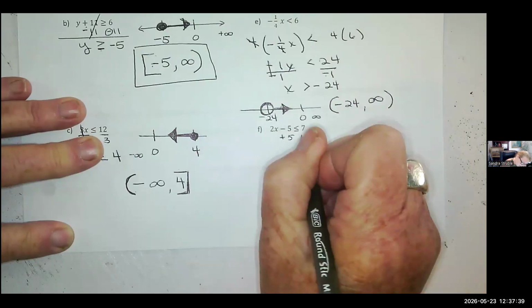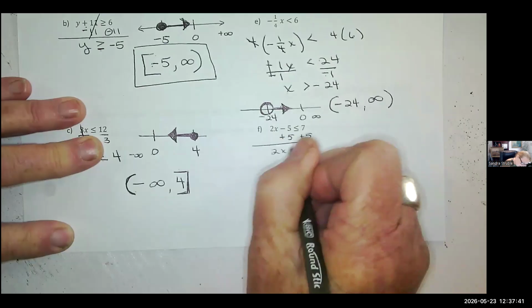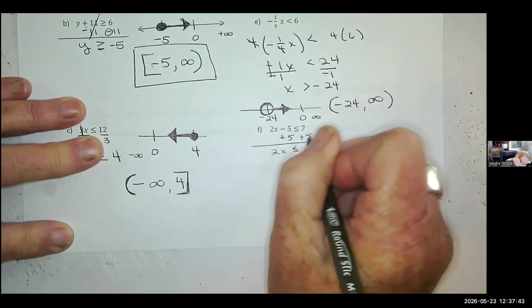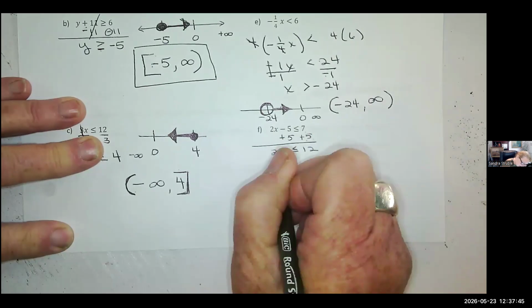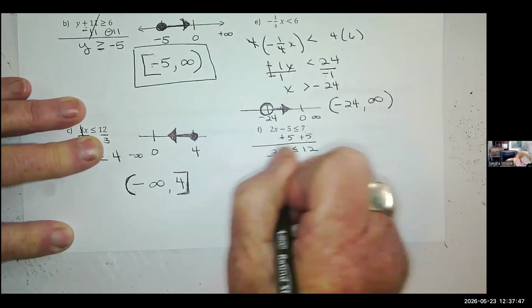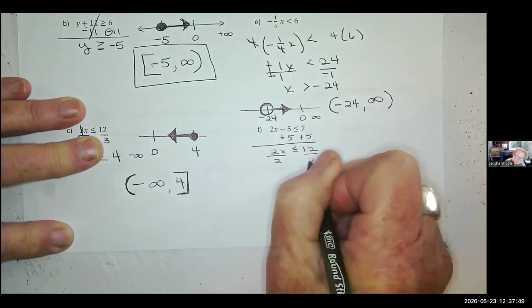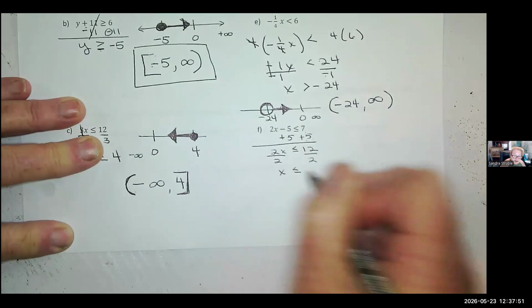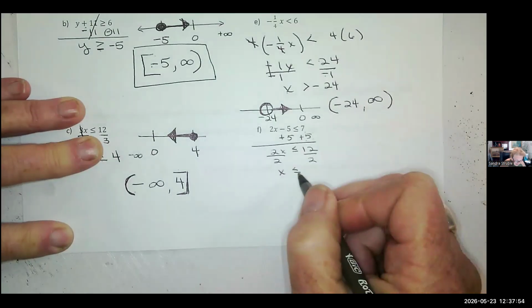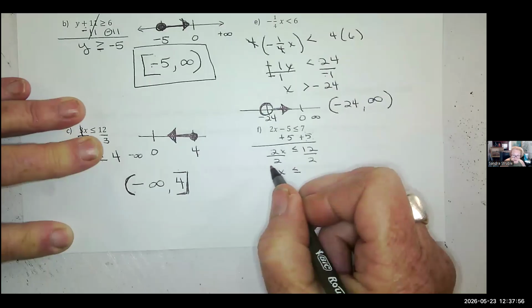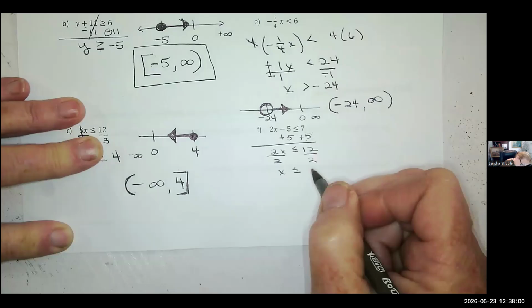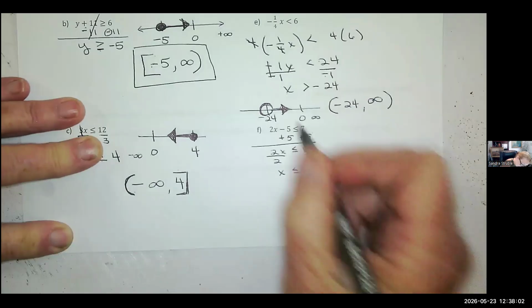2x is less than or equal to 12. 2 is multiplied to x, so we're going to divide both sides by 2. And x is less than or equal to, notice I didn't flip it. I didn't flip it because I didn't divide by a negative. I divided by a positive. So don't think you just flip because you divide. It's only if you're dividing through by a negative. So x is less than or equal to 6.